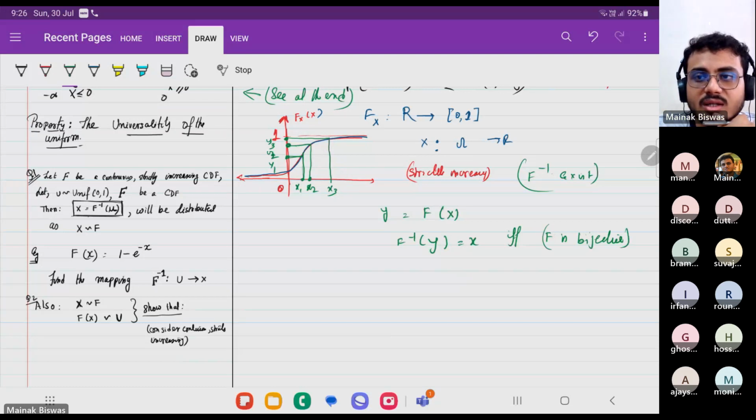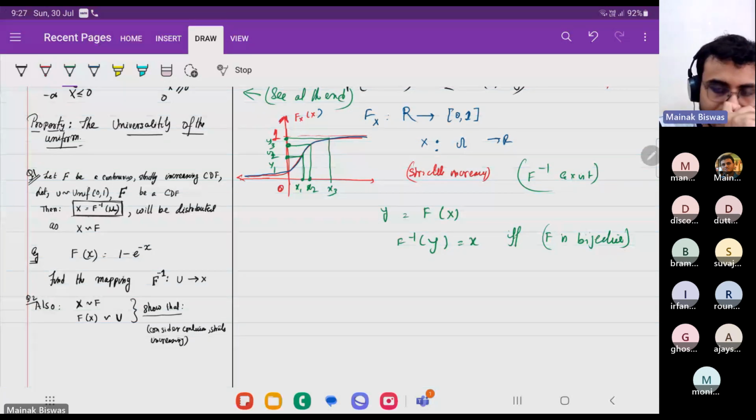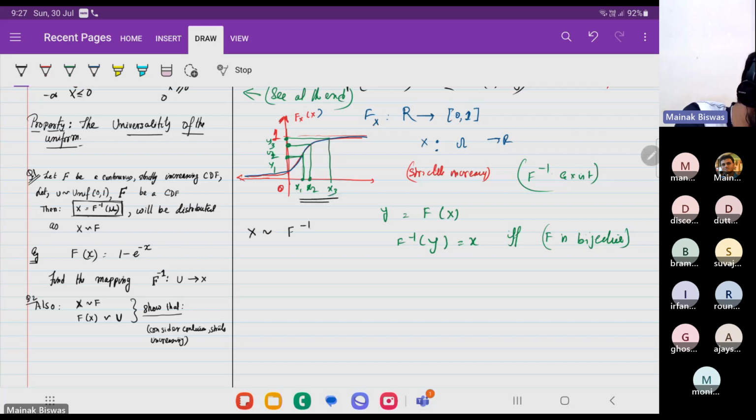Remember this: one-to-one and onto. So there is a one-to-one map between y and x, right? Yes. So if there is a one-to-one map, you will have this as the definition. So now your x's will of course be distributed as f inverse of u, right?